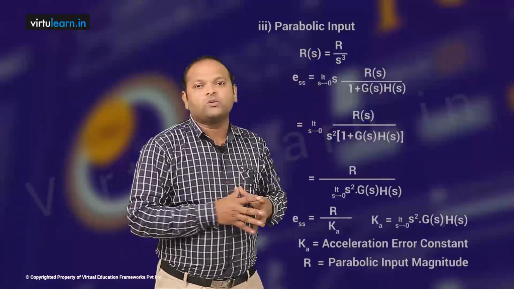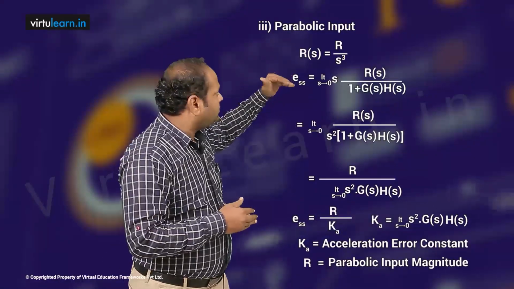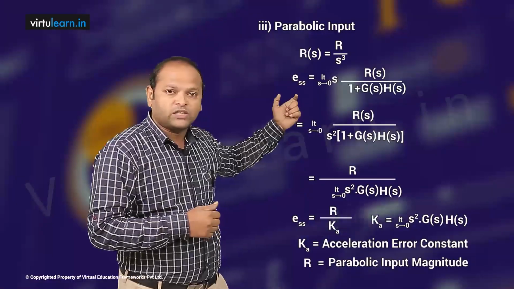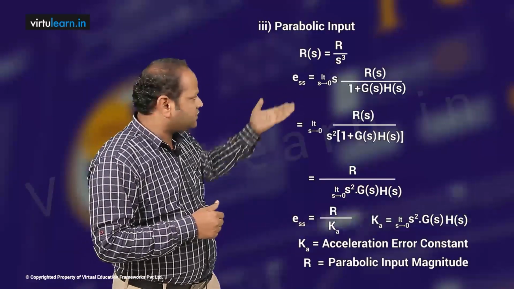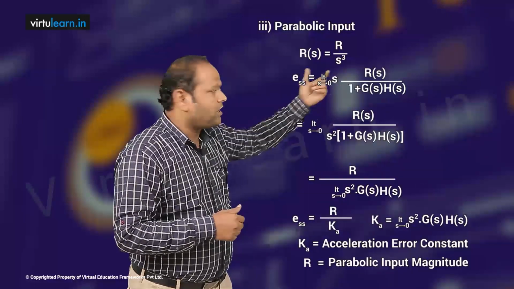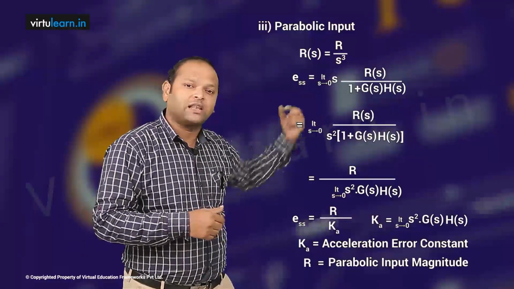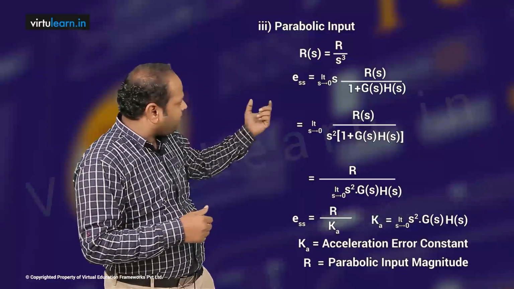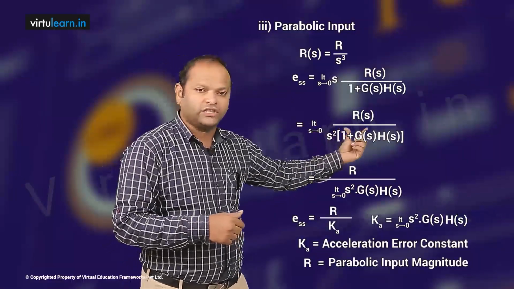Similarly, we can use a parabolic signal. If I give the parabolic, we can write down straight away R of s is equal to R by s cube, and we have ESS as limit s tends to 0, s into R of s by 1 plus GH of s, and R of s is R by s cube. Then if you cancel s, and s square is there in the denominator, we can write it as limit s tends to 0 R by s square plus s square into GH of s.